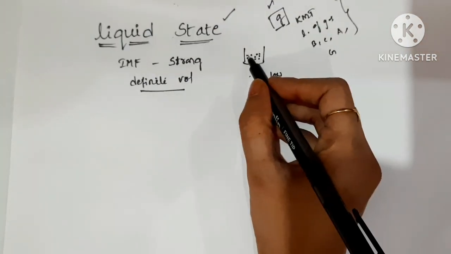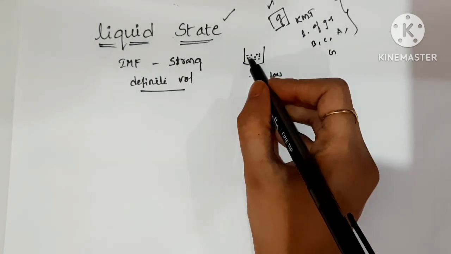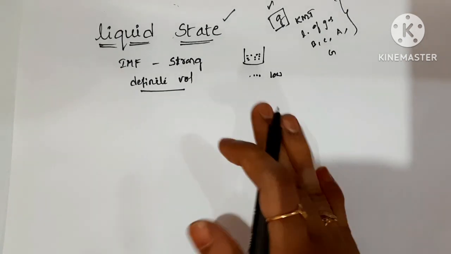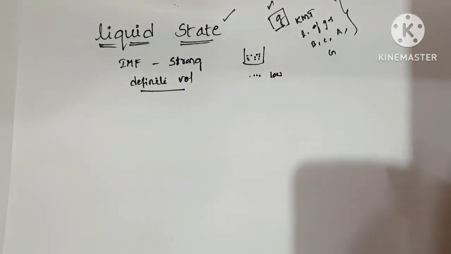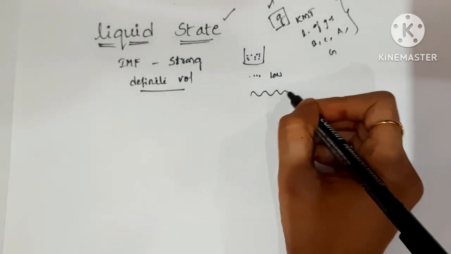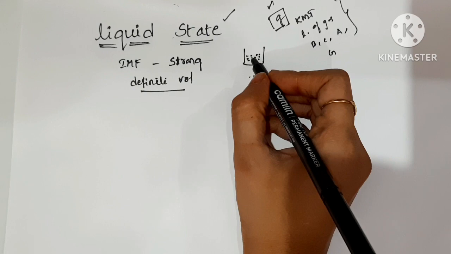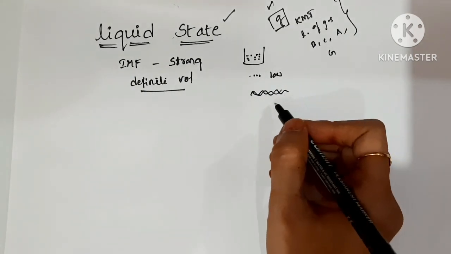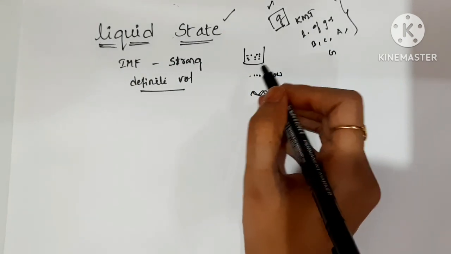Generally, molecules present in the liquid state are moving very fast. That's why liquids are always flowing, not steadily constant. That means the molecules present in the liquid are very free to move.